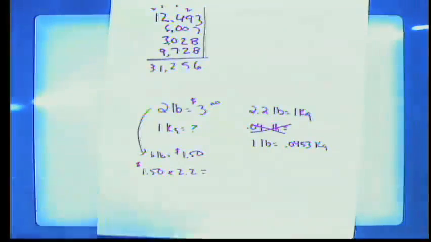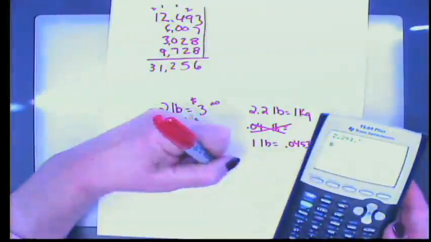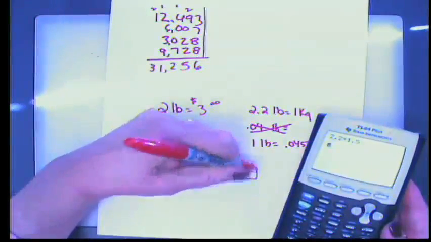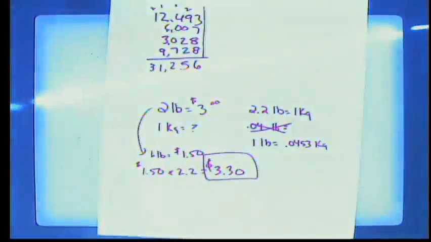So if you're buying 2 pounds, you know, it's $3. If it's 2.2 pounds, it's just going to be a little bit more than that. So it's going to be 2.2 times 150. This is where I'm not getting their answer. Okay. The answer is $3.30. That is not what they put in the answer book.